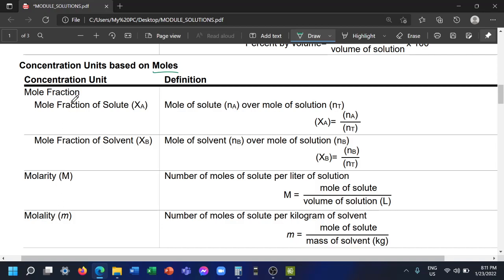First, we have mole fraction. Here, we'll use the letter X to represent mole fraction, and we'll use A for the solute and the letter B for the solvent. So this is read as the mole fraction of solute, mole fraction of solvent. The mole fraction of solute is equal to the number of moles of the solute over the number of moles of the total solution. Meanwhile, the mole fraction of solvent is equal to the number of moles of solvent over the number of moles of the total solution.